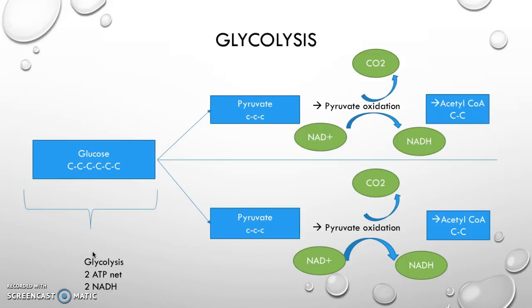In the process of pyruvate oxidation, you can get acetyl-CoA. In this process, a CO2 is released and an NAD+ gets converted into NADH. This happens twice since there are 2 pyruvates, so you get a net of 2 ATPs and 2 NADHs.